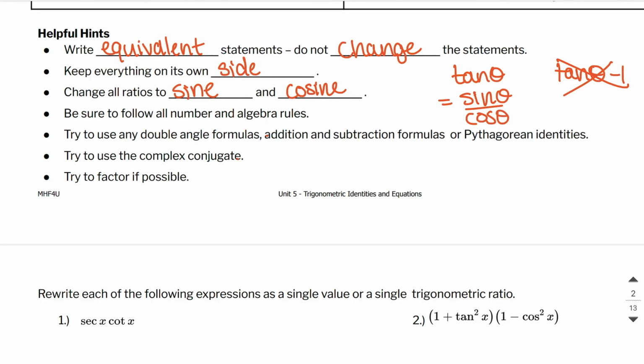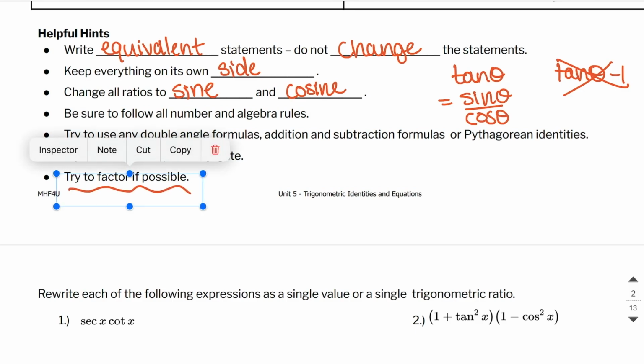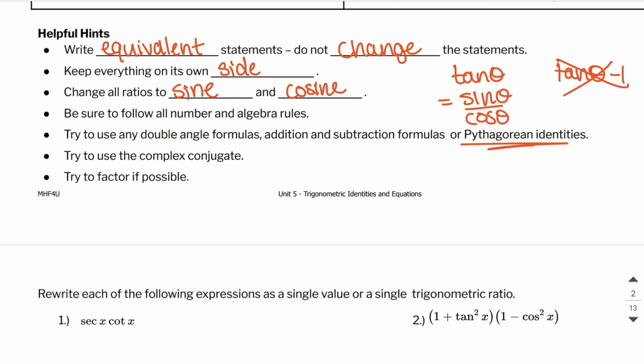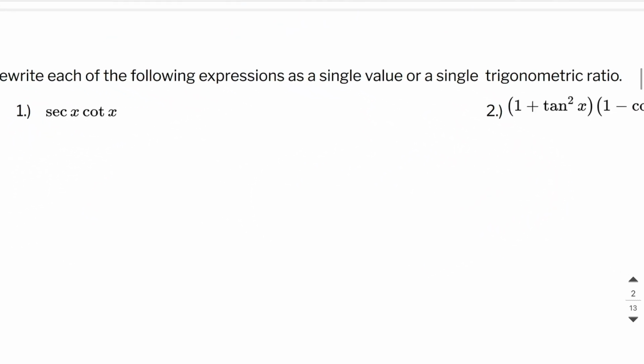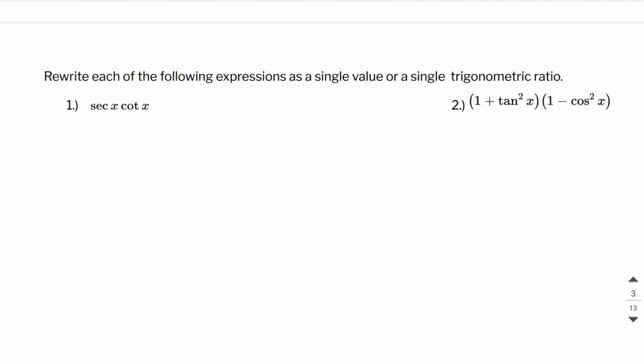And then the other two bullet points that we have right here, we'll revisit later on, and then try to factor if possible. That's going to be really important, okay? Oh, but also I said we'll skip it, but I do think it's important that we look at these Pythagorean identities as well.